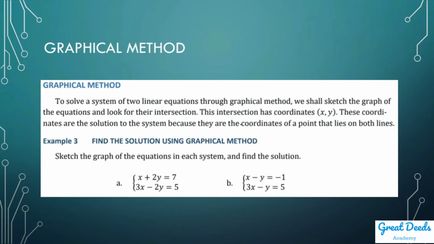One way to solve a system of linear equations is by the graphical method. You will sketch the graph and find the point of intersection. That point of intersection would have coordinates x and y. Because it is the point of intersection of the two lines, this pair of coordinates satisfies both equations.